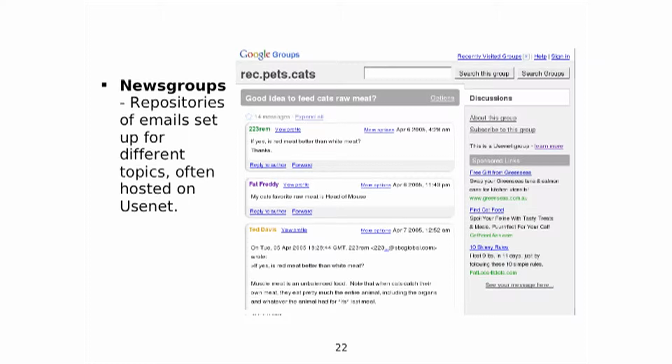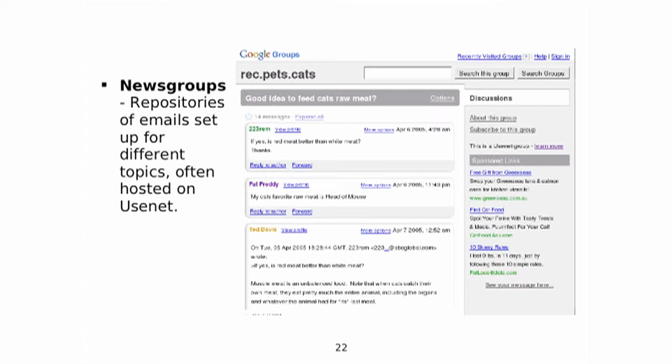But okay, taking from the start, newsgroups. These are repositories of emails set up for different topics, often hosted on Usenet. So this doesn't require the web. It's actually a technology that existed before the web was created, because it actually involves emails. Although a lot of people use the web to look at newsgroups. But the idea of newsgroups is that it's a people exchange. It's like a conversation. Someone asks a question.